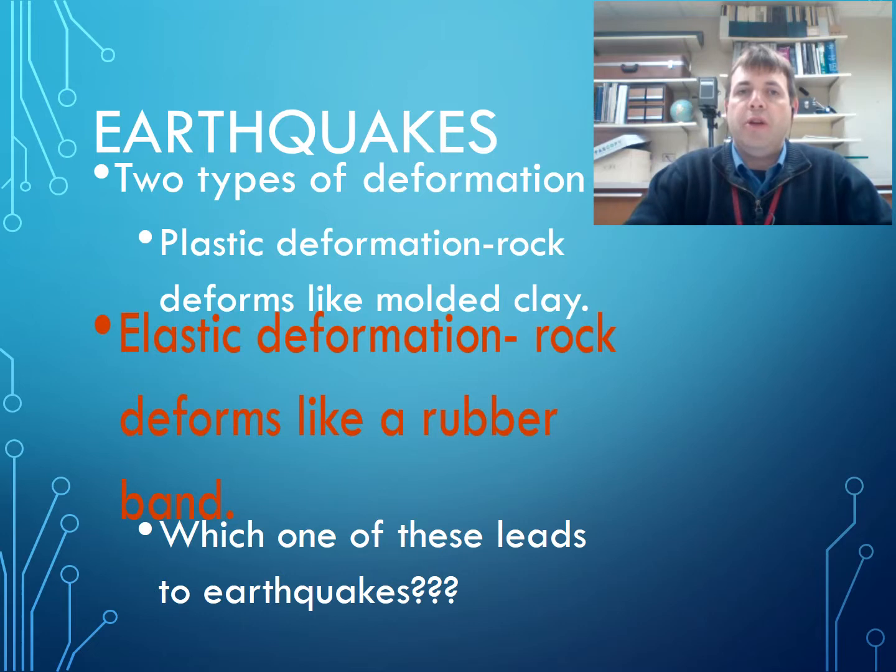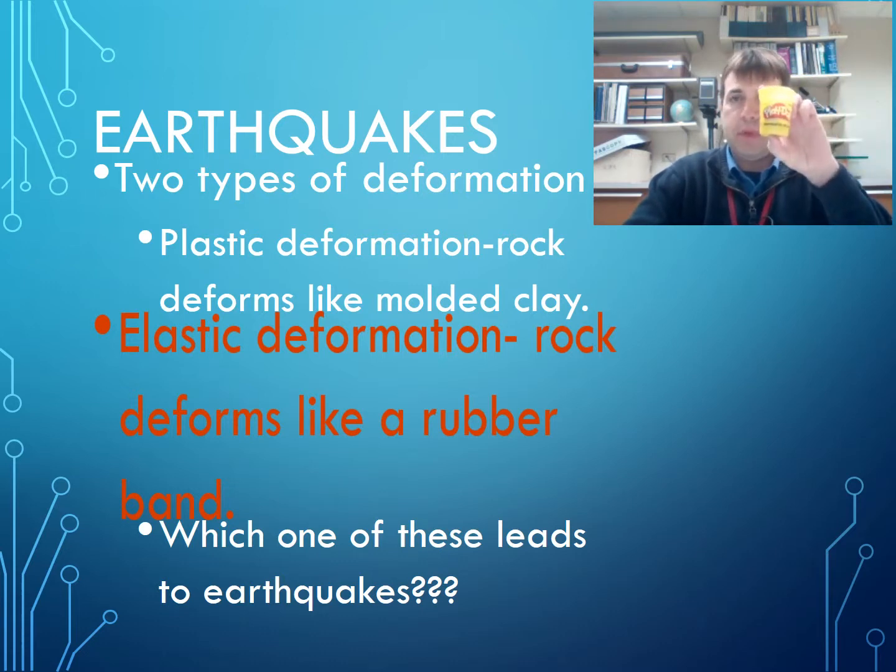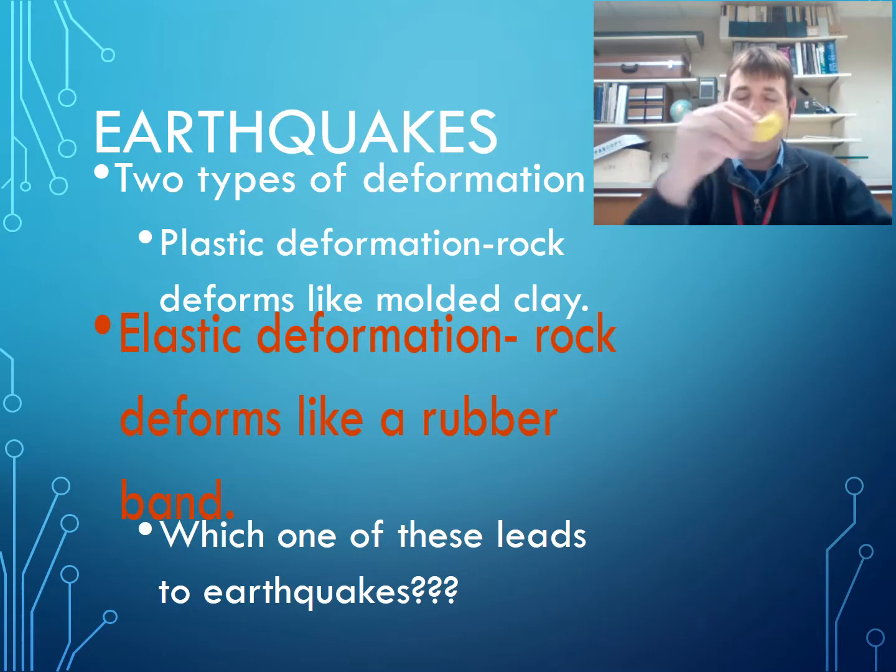So when rocks are put under an immense amount of stress, there are two ways that they can respond, two ways that they can deform. One way is called plastic deformation. Now, I'm going to use my Play-Doh here as an example of plastic deformation. So I've got some Play-Doh.